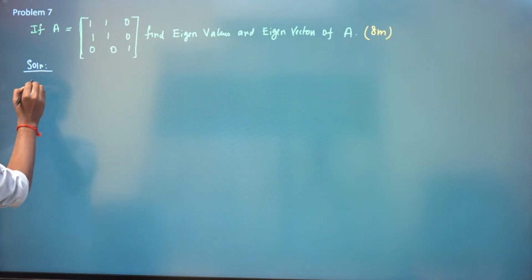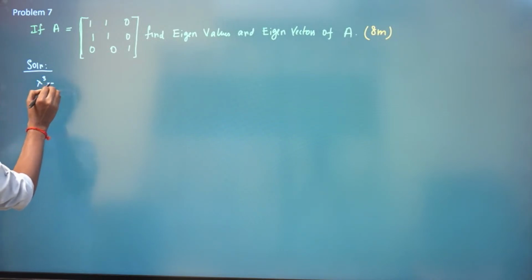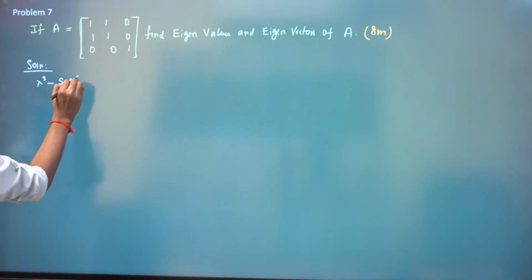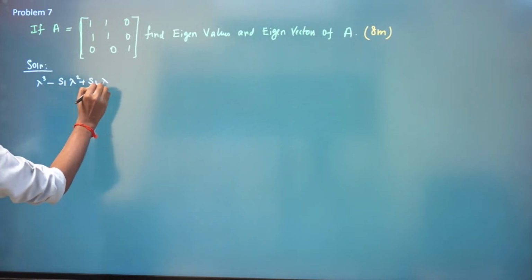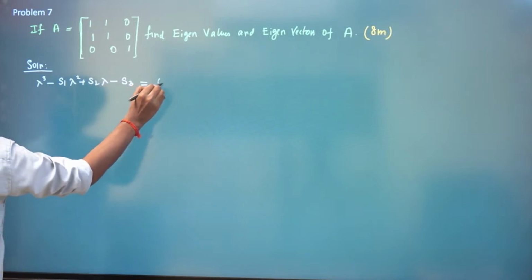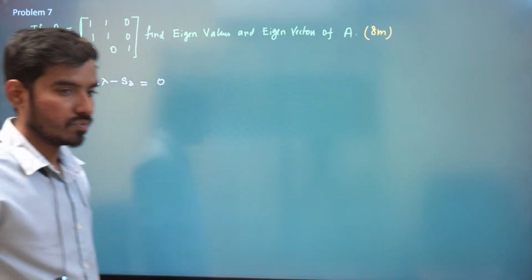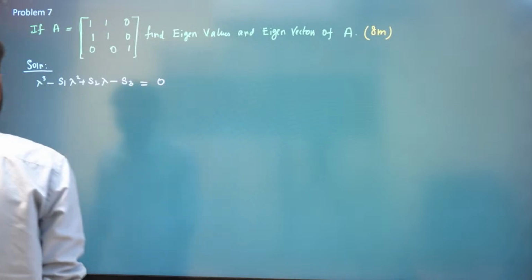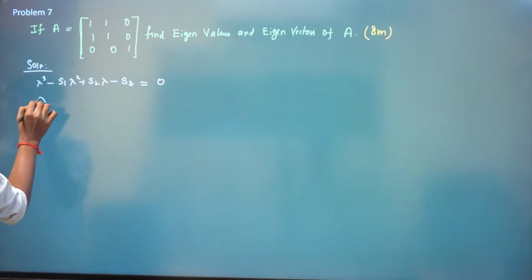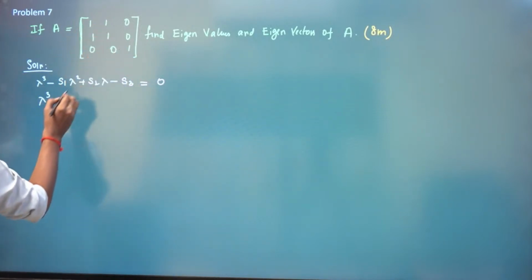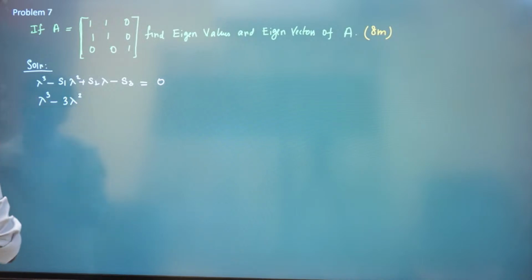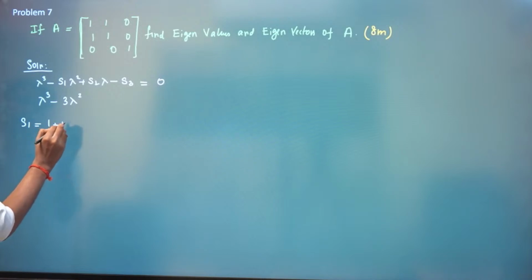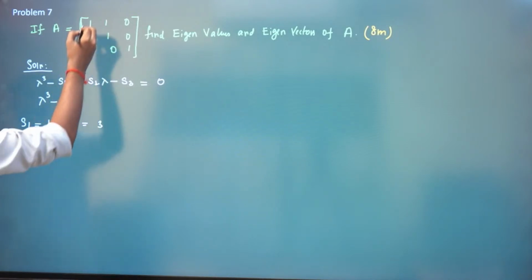Eigenvalues are the roots of the characteristic polynomial. The characteristic polynomial is given by lambda cubed minus s1 lambda squared plus s2 lambda minus s3 is equal to 0, right? So what is s1? s1 is the trace, which is equal to 3, so we have lambda cubed minus 3 lambda squared. Now what is s2? It is the sum of the principal minors.